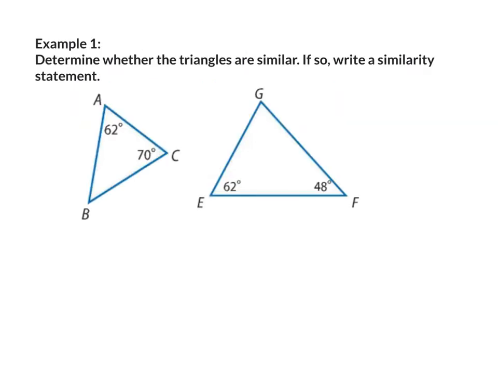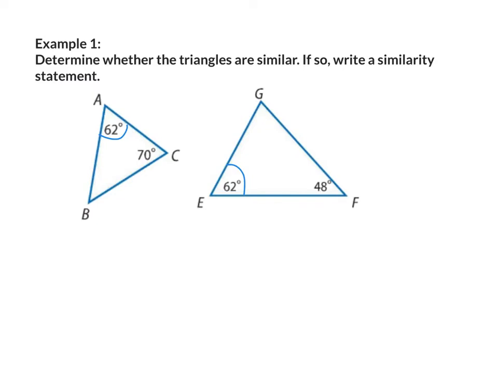Example number 1. Determine whether the triangles are similar. If so, write a similarity statement. I notice that angle A is 62 degrees and angle E is also 62 degrees. That means they are congruent. I also notice that angle C is 70 degrees and angle F is 48 degrees. They are not the same, and each triangle also has a missing angle.